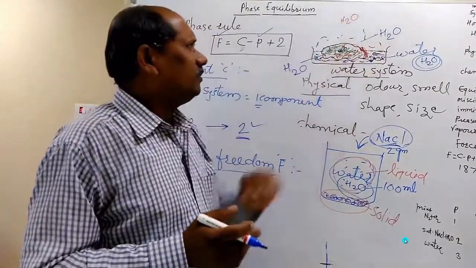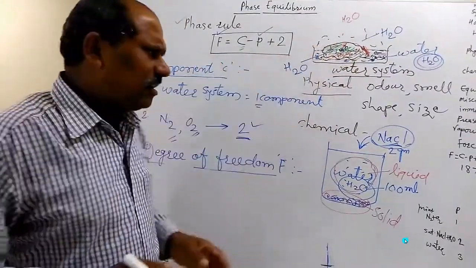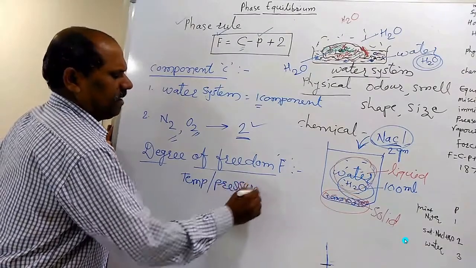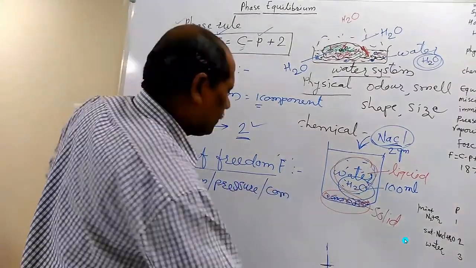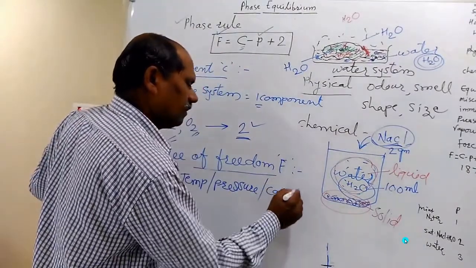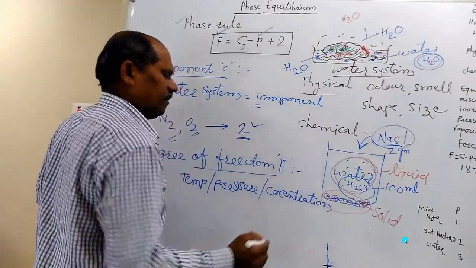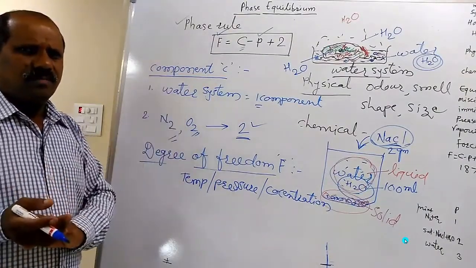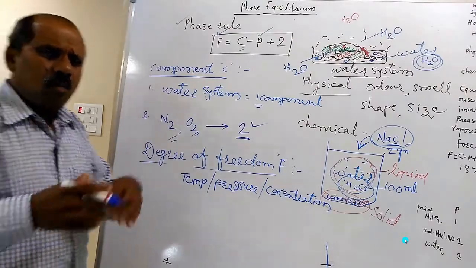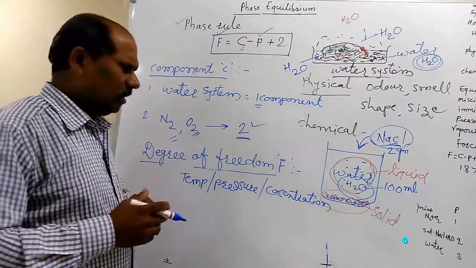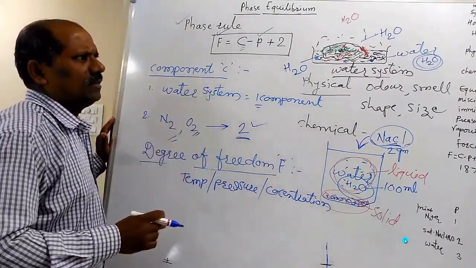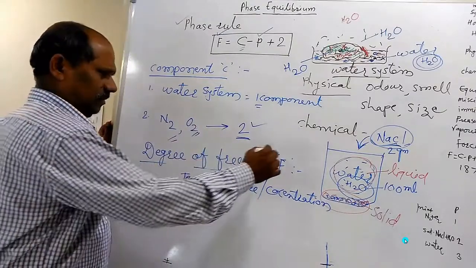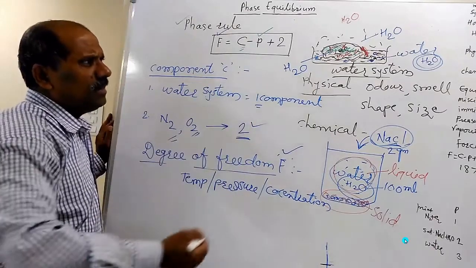In the water system, there are three variable factors: temperature, pressure, and concentration, or composition. These are the three variable factors which affect the heterogeneous system. Amongst these variable factors, how many do we have to specify for the study of the heterogeneous system, so that the remaining variables are automatically fixed? That least number of variable factors is nothing but the degree of freedom F.